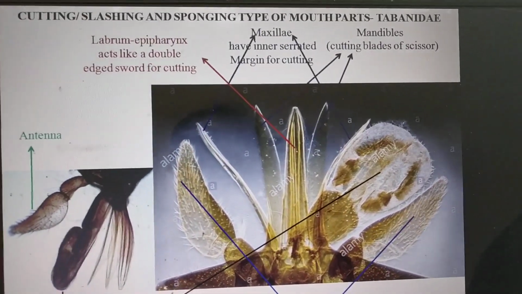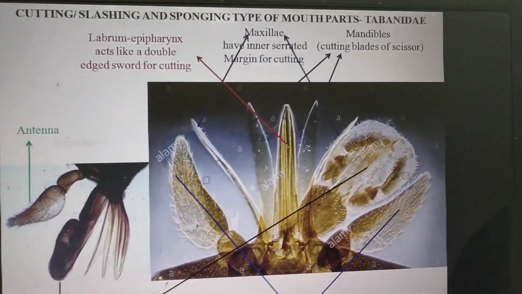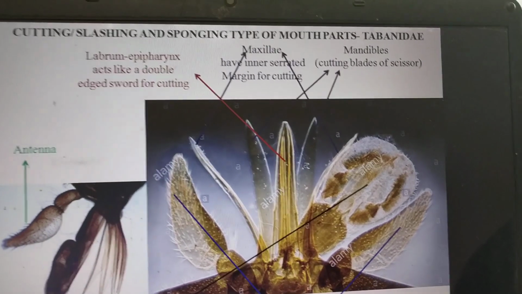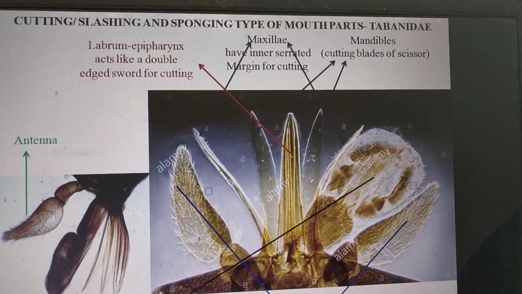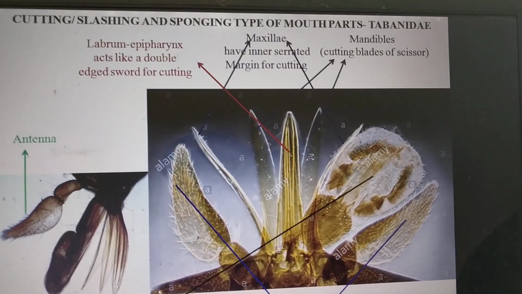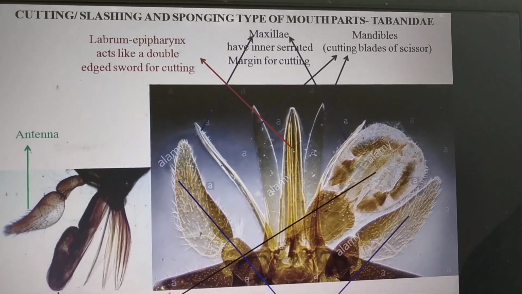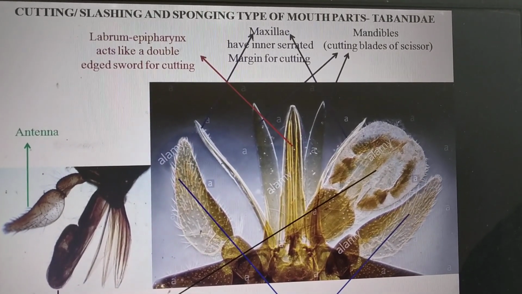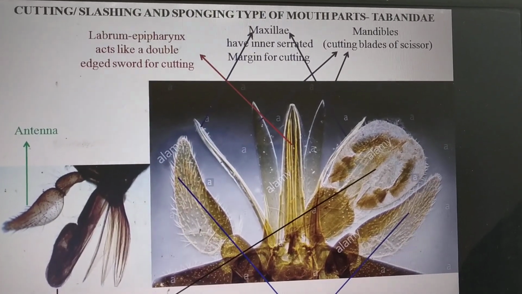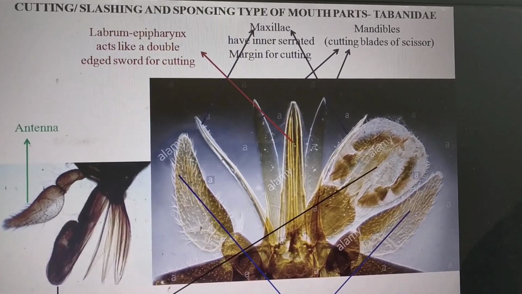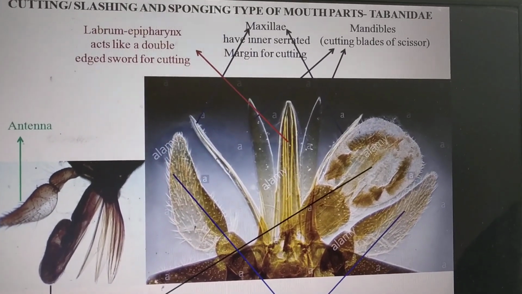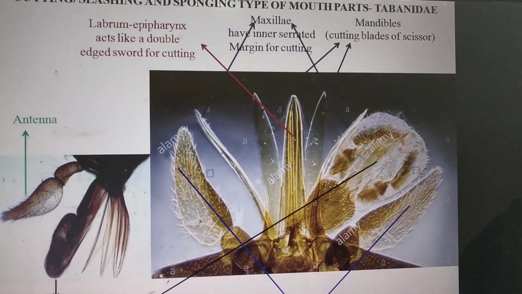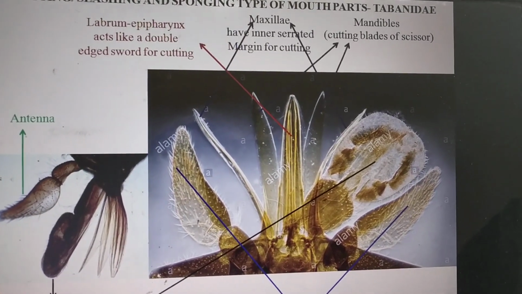Now here again, instead of piercing, so what are the structures we had seen? The mandible, the maxilla and the labrum were meant for piercing. Here instead of piercing, they form structures like cutting plates or blades, rather like blades of a scissor, so that they can cut the skin.